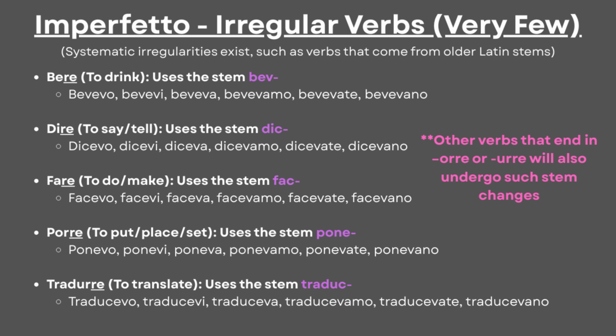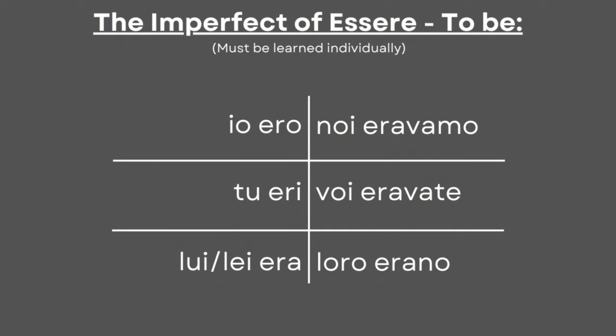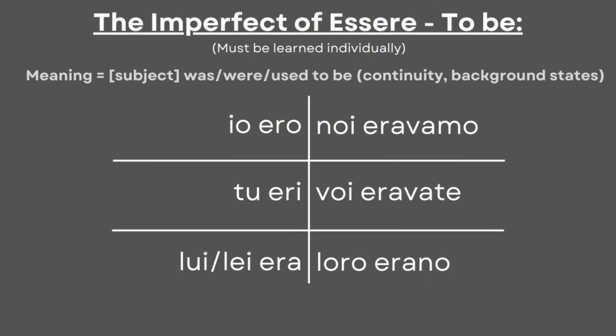Nonetheless, there is one verb that is completely irregular in the imperfetto, essere, to be. This verb doesn't follow any pattern, so its conjugations must be known individually. Ero, eri, era, eravamo, eravate, erano. Here, the meaning would be was, were, or used to be, because the tense is about continuity and background states. Despite having a few irregularities, the imperfetto is still stable, simple, and predictable.